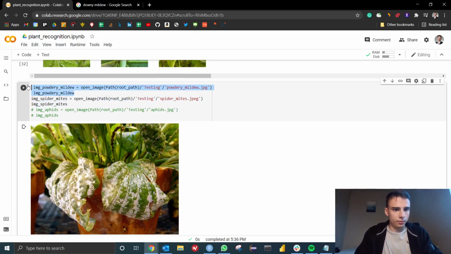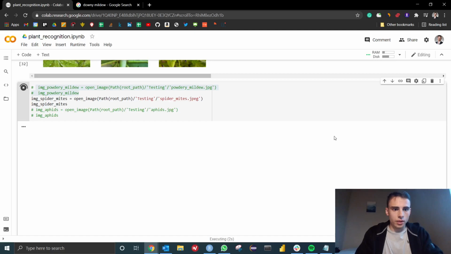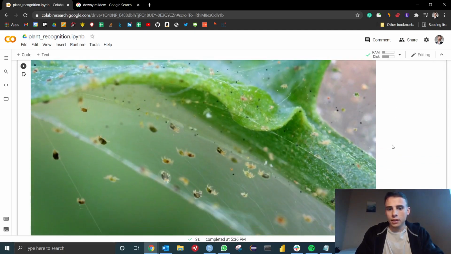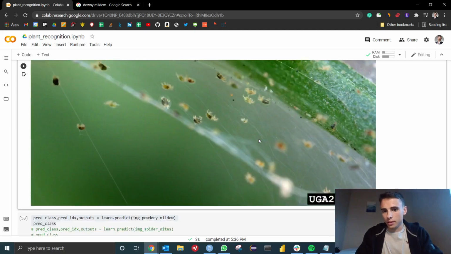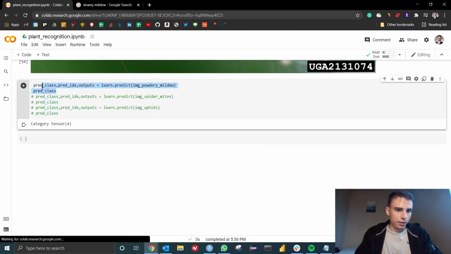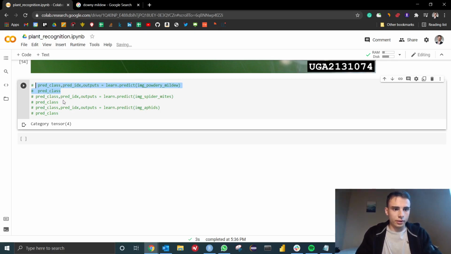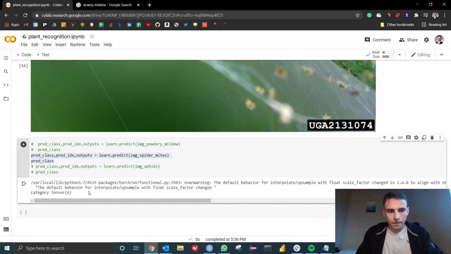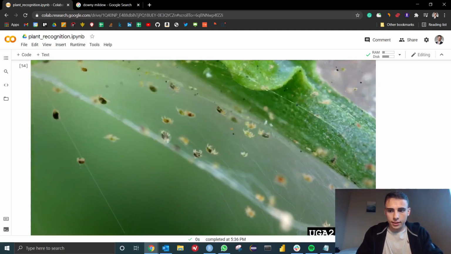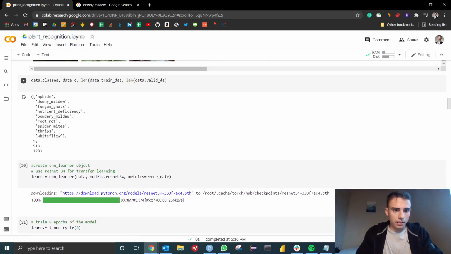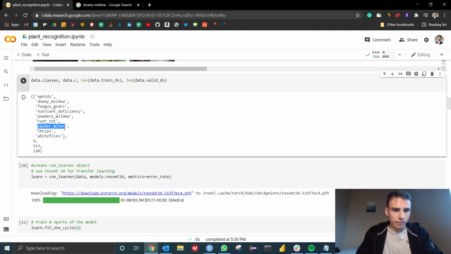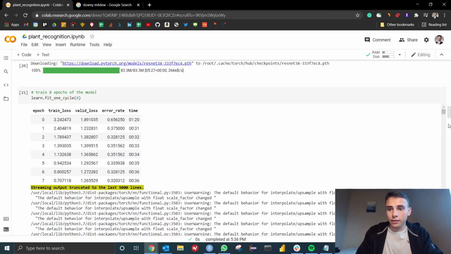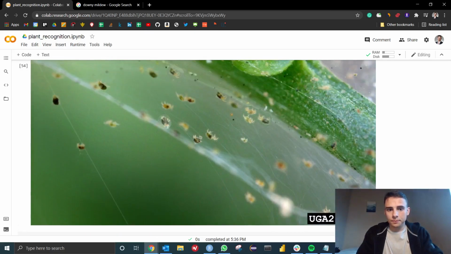Uncomment this to take a look at it. These are spider mites, and you can see them in a web on a plant here. We're going to take a look if it correctly identifies those spider mites. This might be a little more difficult because there's more noise in the picture. But it says number 6 in the list, and if we go back, it's a list of 8, and it says spider mites. So it did indeed correctly identify those two examples.